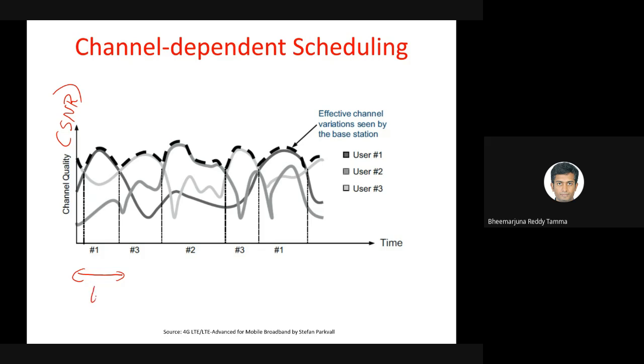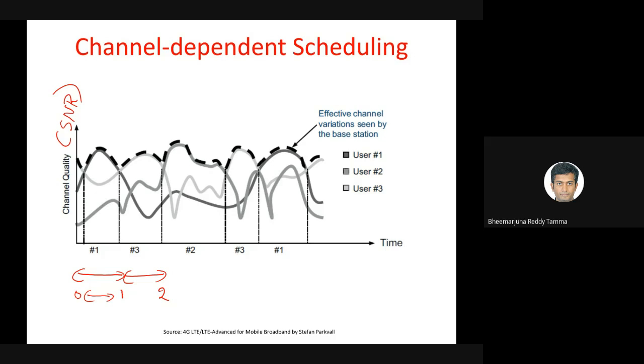So maybe I'll call it t equal to 0. From t equal to 0 to t equal to 1, you see that out of three users, the channel quality is better for user number 1, right? So what channel dependent scheduling does is, it always tries to serve the user who has the best channel quality. That is reflected if you observe the illustration carefully. During the second interval, it has decided to serve user 3, then user 2, then user 3, then user 1.